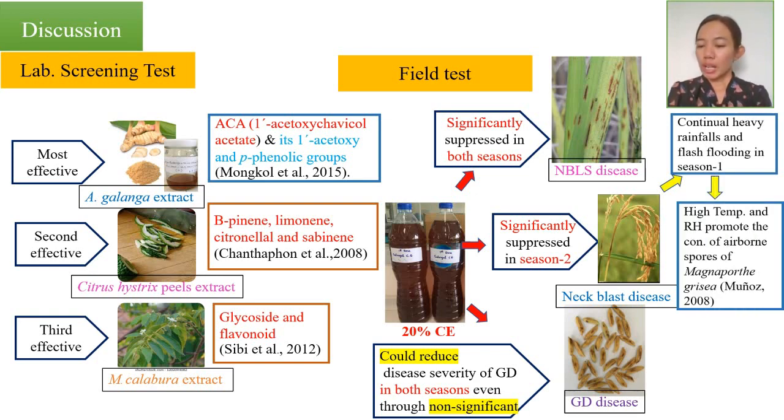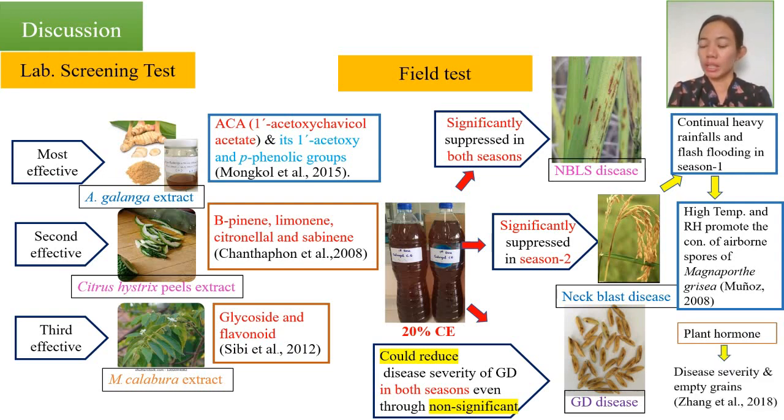So, high temperature and relative humidity promote the disease severity and the dispersal of the airborne spores of Magnaporthe oryzae that cause neck blast disease. And then the farmer used a plant hormone, and this plant hormone also favors the disease severity and may cause a lot of empty grain. That's why in growing season 1, 20% crude extract could not control the severity of the neck blast disease.